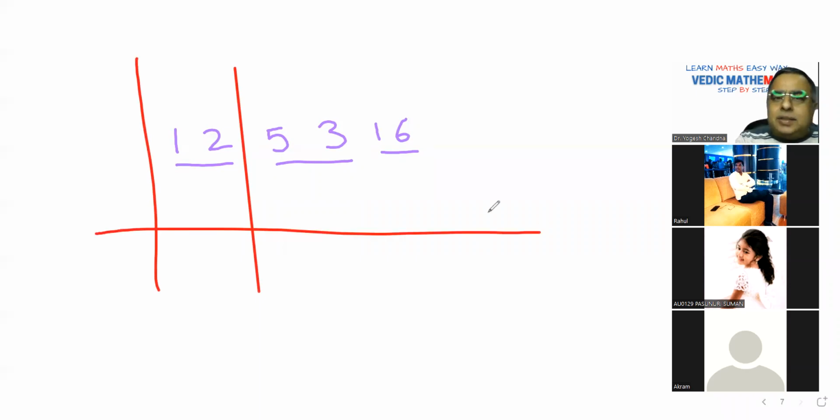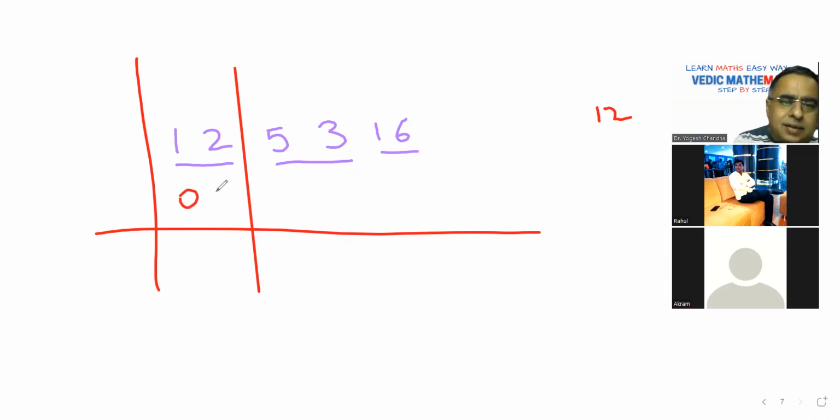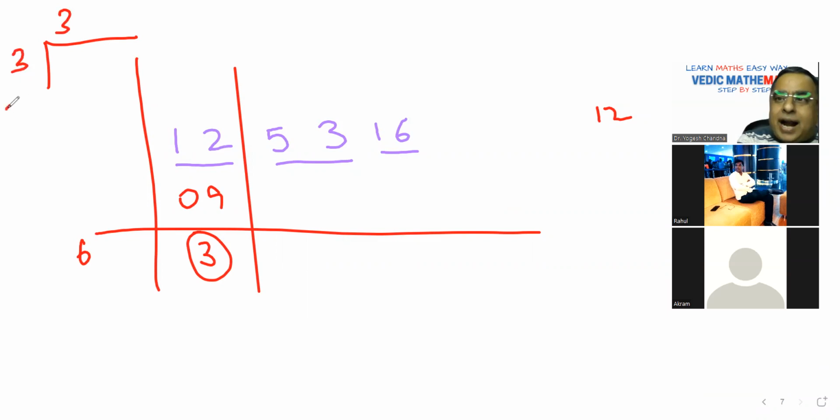Right. So what is the nearest perfect square here? 9. So 9 means 3. 3 is my quotient. I'll have 6 over here, 3 into 2. Or if you cannot remember this, remember that in the earlier method, if I used to write 3 here, then I used to make it 6. So same is this.